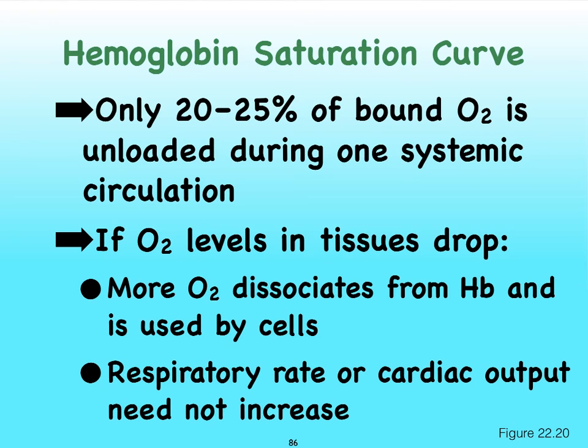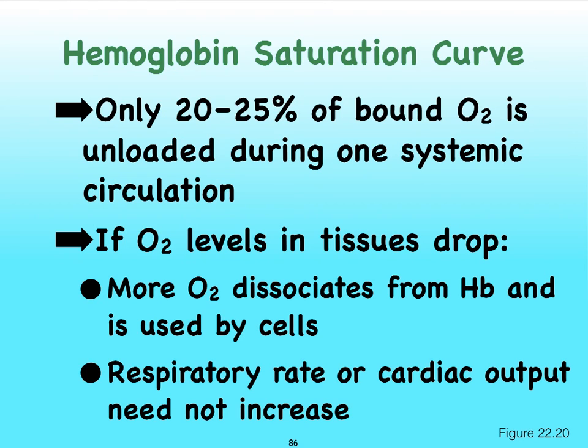Therefore, if the oxygen levels in the tissues drop, as I mentioned earlier, let's say tissues are becoming very metabolically active. Let's say that you're working out hard and your skeletal muscles are using up a lot of oxygen. No problem, because more oxygen can easily dissociate from the hemoglobin because of our venous reserve. We still have plenty of oxygen bound to hemoglobin. And therefore, really, our respiratory rate or the cardiac output neither one really necessarily have to increase. We really can depend on that venous reserve.